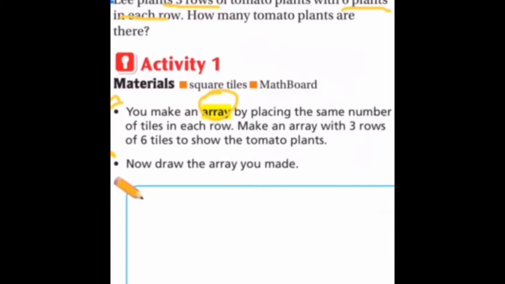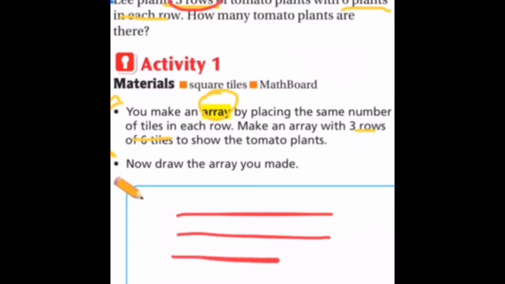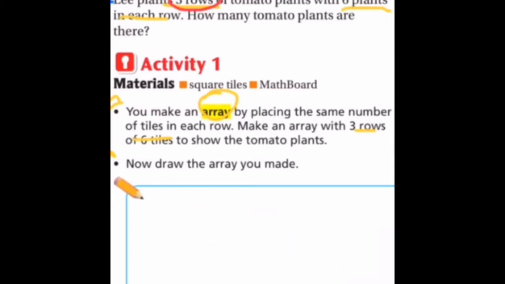The reason we have 3 rows of 6 tiles, we look back up at the top again, it says 3 rows. And rows go side to side, so that would be 1, 2, 3 rows like that, okay? Don't draw that, I'm just showing you what 3 rows looks like, okay? And then we also have 6 plants in each row.